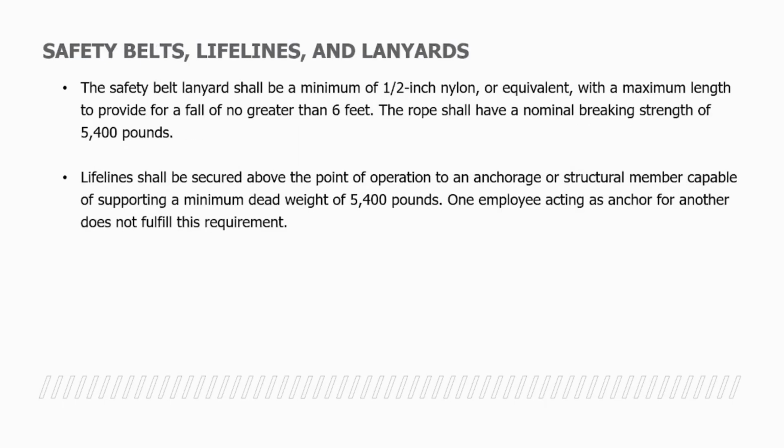Safety belts, lifelines, and lanyards. The safety belt lanyard shall be a minimum of 1/2-inch nylon or equivalent, with a maximum length to provide for a fall of no greater than 6 feet. The rope shall have a nominal breaking strength of 5,400 pounds. Lifelines shall be secured at the point of operation to an anchorage or structural member capable of supporting a minimum dead weight of 5,400 pounds. One employee acting as an anchor for another employee does not fulfill this requirement.